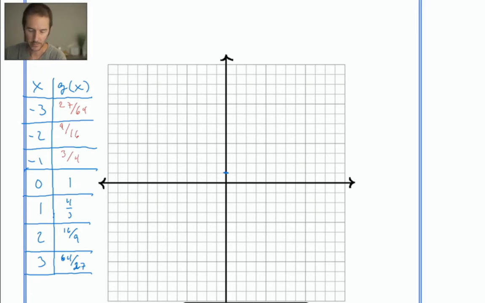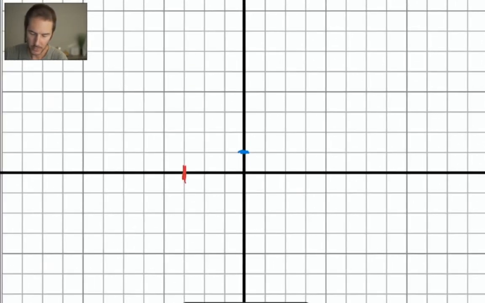And then let's plot some points. Let's take it from the top. -3, so I'll come left 3 boxes, and 27/64. What's 27/64? I have no idea. Let's see, 27 divided by 64 gives me 0.42. So I probably should choose a different scale, but instead I'm just zooming in. So I've got 0.42 with an x value of -3, so just below a half. I've got a dot there.